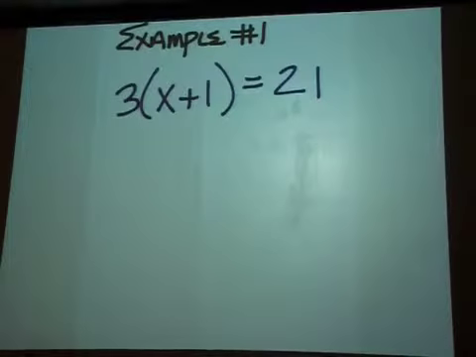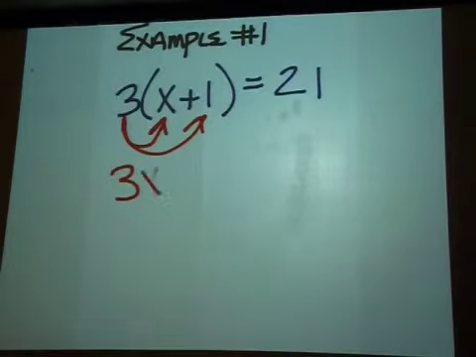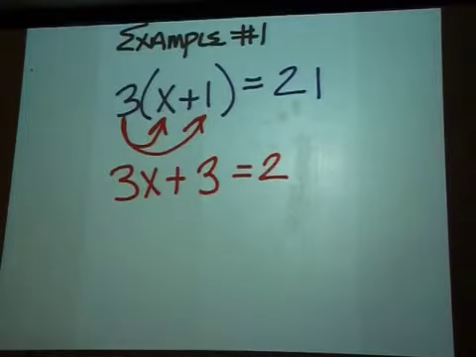3 times the quantity x plus 1, close the quantity, equals 21. There are two different ways you can do this. We'll try the first way in this video and then a different way in the second one. You can distribute the 3 to each of those items. 3 times x is 3x, and 3 times 1 is 3. And then solve it from there.